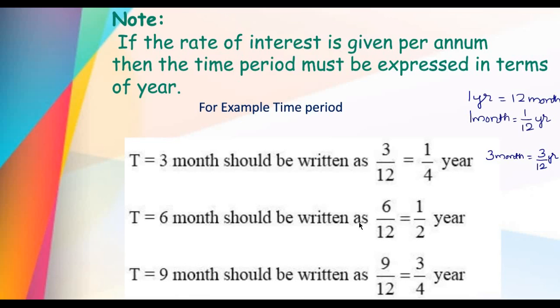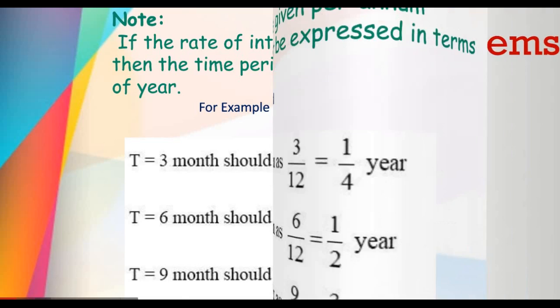4 year. In the same way, 6 months means it is 6 by 12 of the year. It is 1 by 2 in the simplest form. 9 months, in the same way, is 9 by 12 of the year. It is 3 by 4 of the year. So in the question, if the time taken is given in months, you have to find the corresponding year.